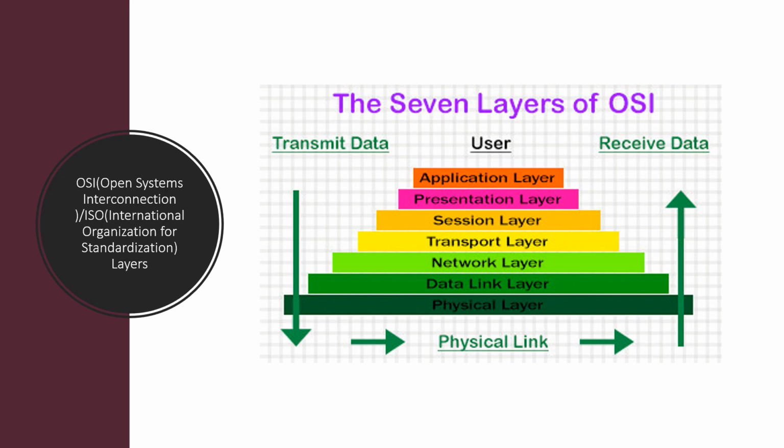Hi guys, today's very important topic is OSI layers or ISO layers. OSI means Open Systems Interconnection. ISO means International Organization for Standardization. There are 7 OSI and ISO layers. From top to bottom, transmit data. From bottom to top, receive data.